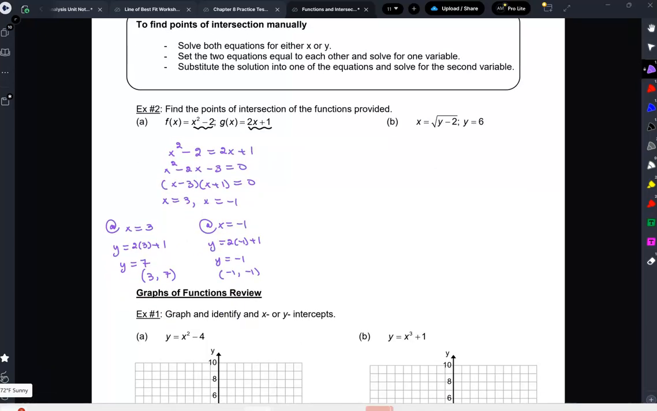Here I have y equals 6. That means this one needs to be solved for y in order for them to be equal to each other. I can't set this equal to 6 because I need the y. So I need to square both sides. x squared is equal to y minus 2, so x squared plus 2 is equal to y. So I have y equal to this and y equal to this. I can set those equal to each other.